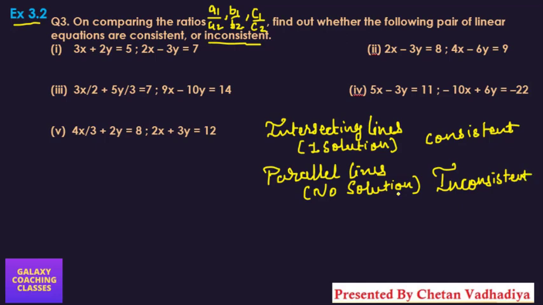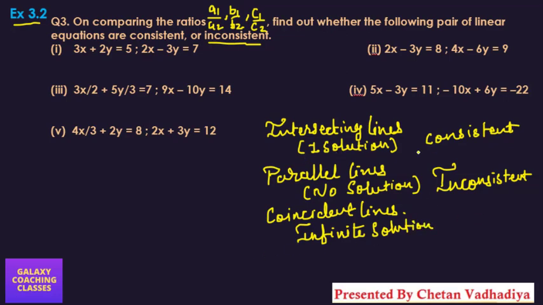And when you are getting many solutions, coincident lines, in coincident lines you will get many solutions, right? Infinite solutions. Infinite solutions means you are getting a solution, and when you are getting a solution, you can say the pair of linear equations is consistent, and if you are not getting any solution, at that time inconsistent. So that is all you need to understand. Now we will find out the ratios and compare, and we will say whether you will get consistent or inconsistent.